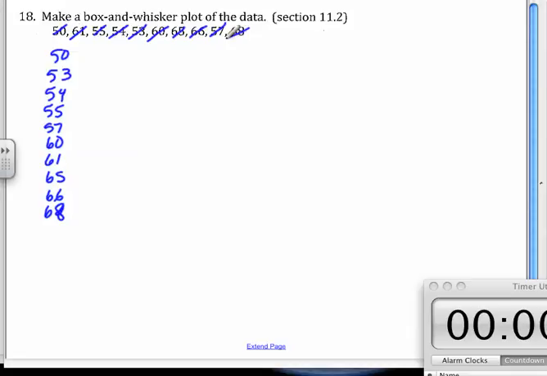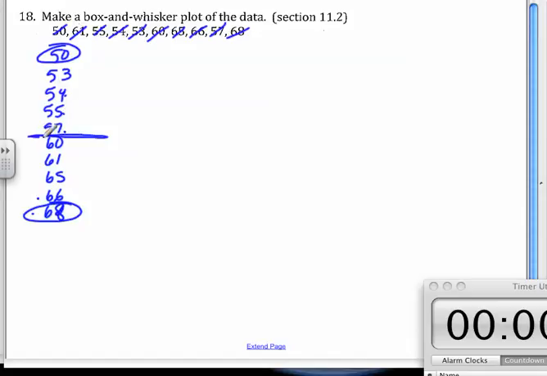Now I've got 1, 2, 3, 4, 5, 6, 7, 8, 9, 10. I've got 10, which means I need 5 on one side. Remember, I basically need 5 numbers for a box and whisker plot. I need the extremes, or the lower bound, the smallest number, and the biggest number. I need the middle number. All right, so I need 1, 2, 3, 4, 5.